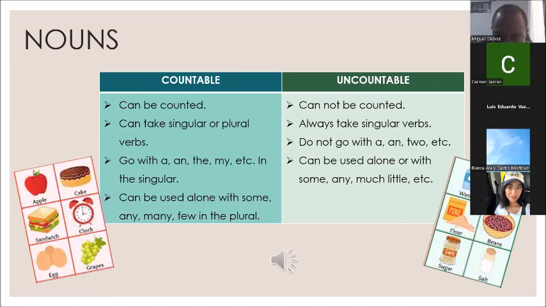Uncountable nouns. They cannot be counted. They always take singular verbs. They do not go with a, an, or numbers. They can be used alone or with some, any, much, little, etc.